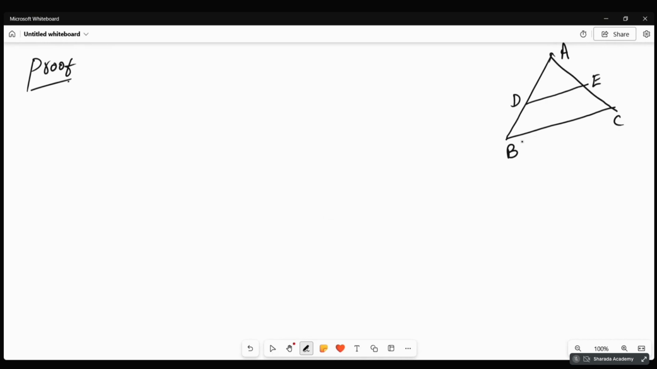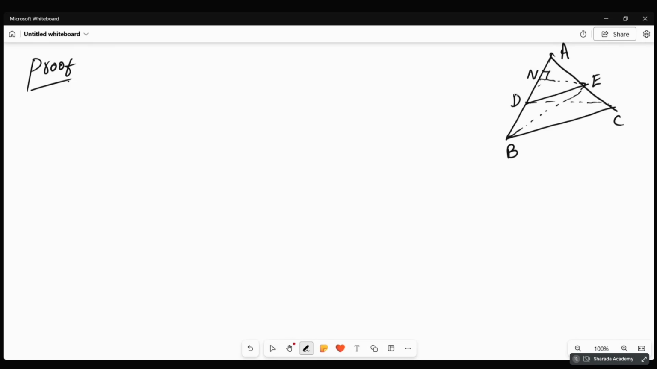Now, the construction: we will join BE and CD. Then we will draw a perpendicular from E, which we call EN. EN is a perpendicular drawn to AB. AB and EN are perpendicular, so this angle is 90 degrees.